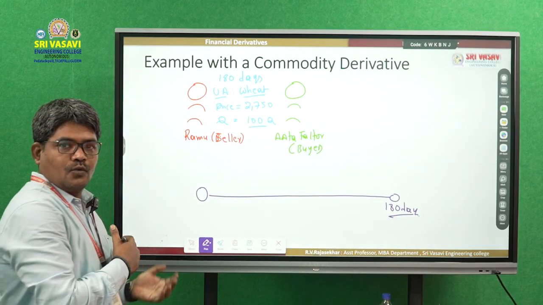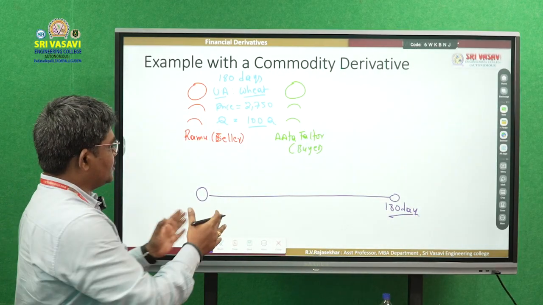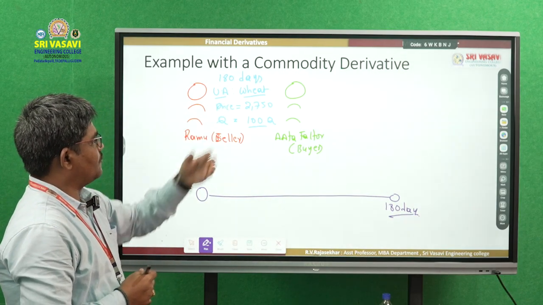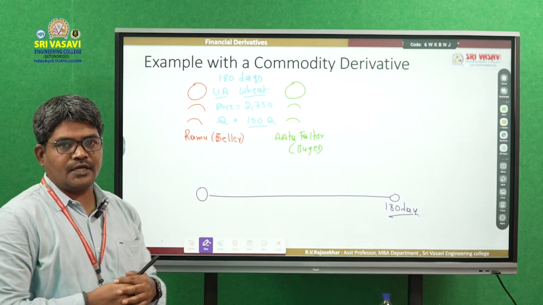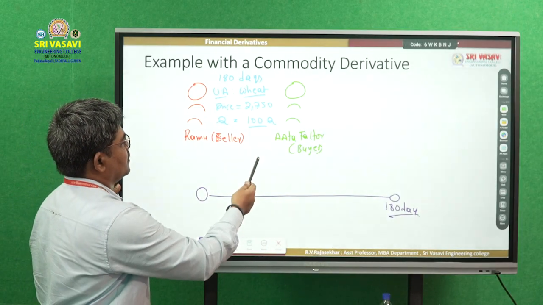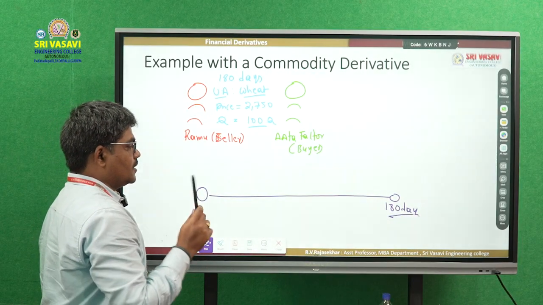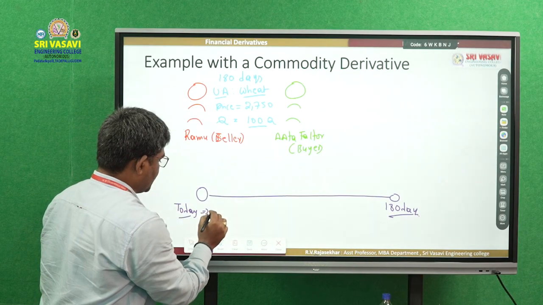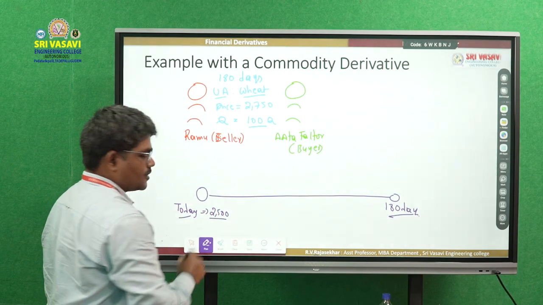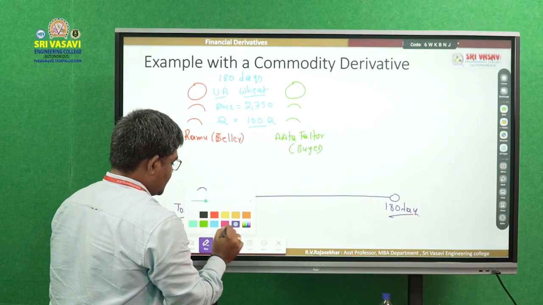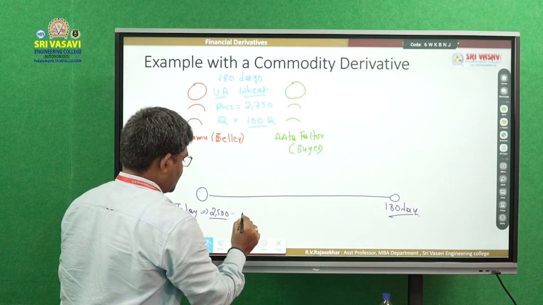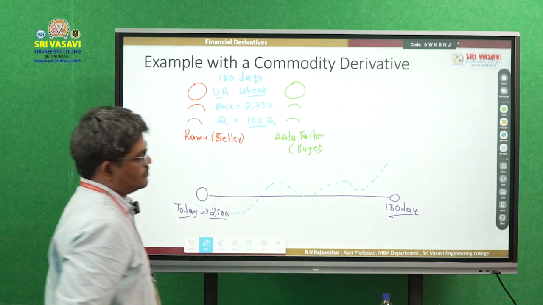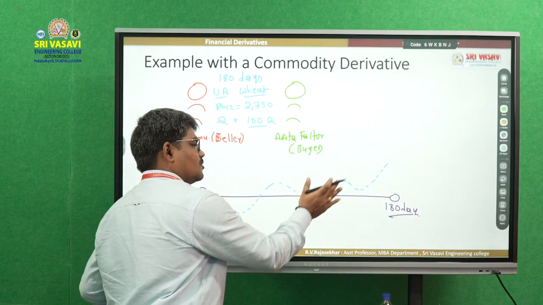Assume that 180 days is over. During the period, Ramu received a wonderful agricultural output. He received very good quality wheat and has a sufficient quantity, 100 quintals, and he is going to deliver the 100 quintals to the atta factory. Then what is going to happen? Today, at the time of entering into the contract, the price is 2,500. What happened during the 180 days? The price may fall or increase, whatever it may be.